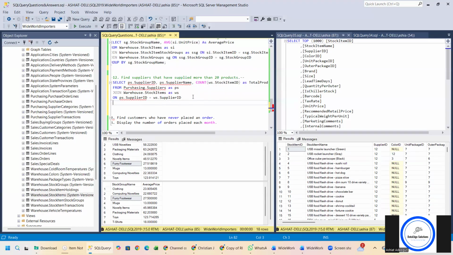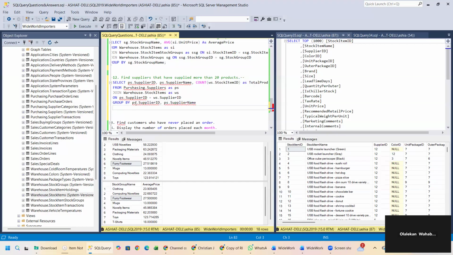Group by stock ID WS. I'll copy this part and put it here, and I'll use having. Copy this, greater than 20.